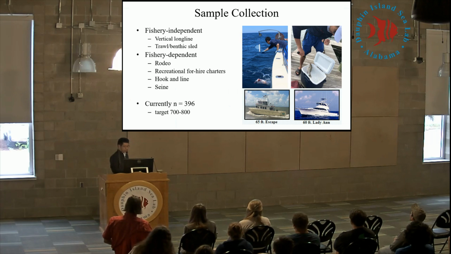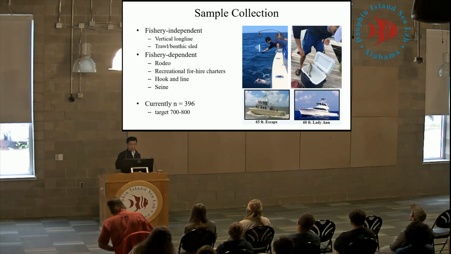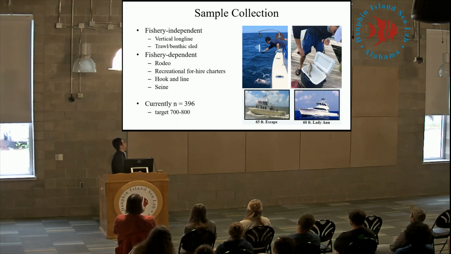And in order to obtain this objective, I'll essentially be describing age at length relationships, as well as weight at length relationships. And then for both of those, I'll be looking at them both sex-specific for male and female separated, and then pooled together. The second part of this is going to be evaluating the physical and reproductive condition of the population. And for sample collection, we do a lot of fishery-independent techniques in our lab, such as vertical longline and trawl, that I do have samples from.